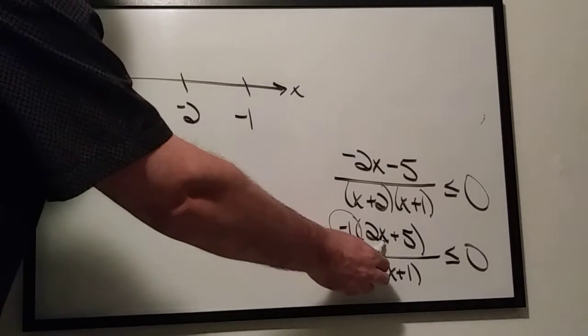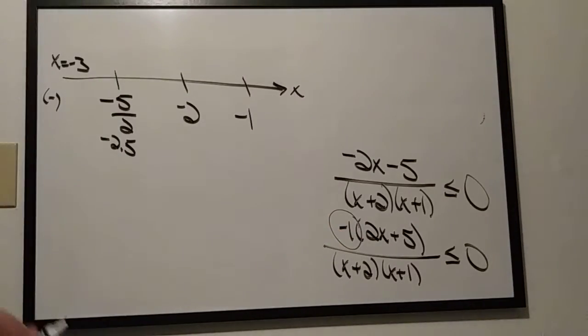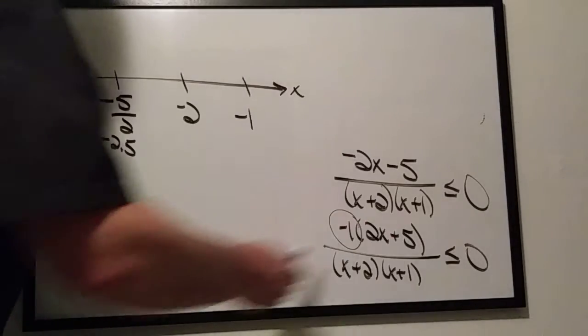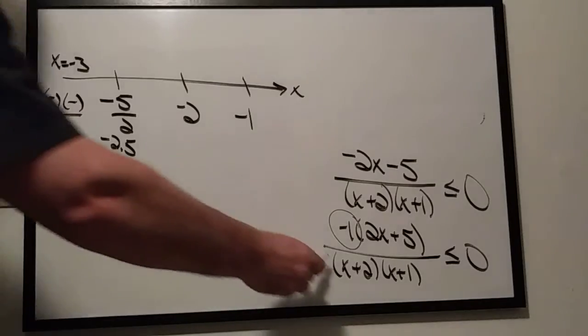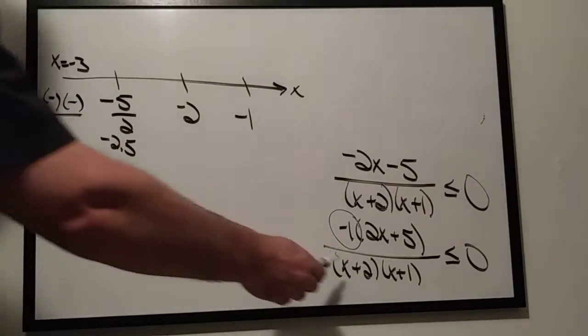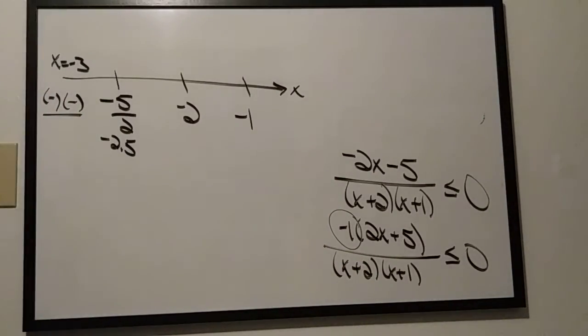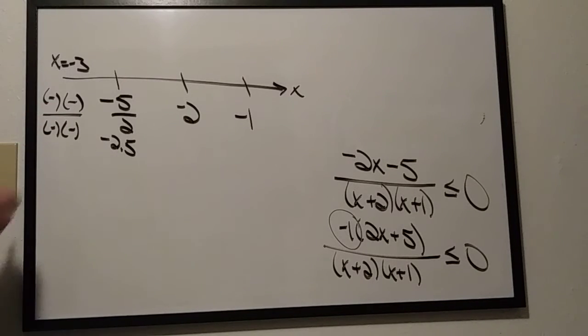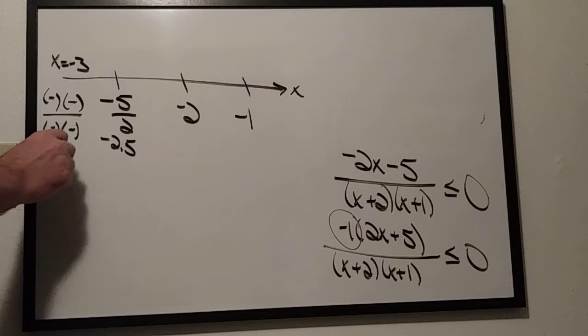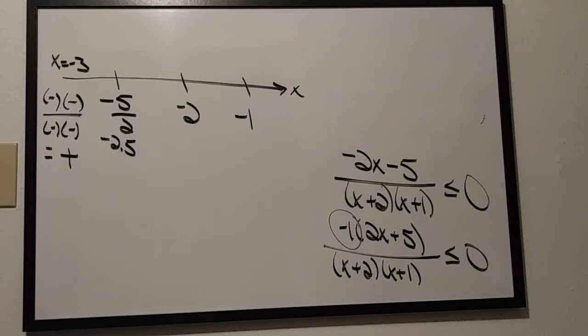So, okay, there's my negative for my negative 1. And then if I plug a negative 3 in here, it's going to be 2 times negative 3. That's negative 6 plus 5. That's a negative as well. So we have 2 negatives in the numerator. And then the denominator, plug in a negative 3. We're going to have a negative in both of those factors. So once again, I have 4 negatives. 4 negatives, even number of negatives, that means that we're going to have a positive in that region.